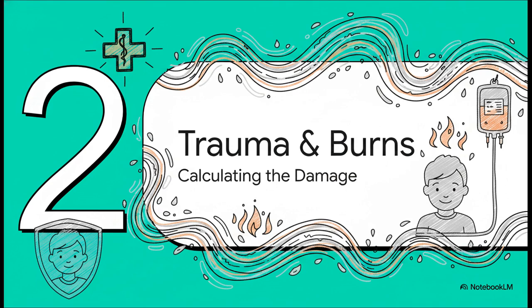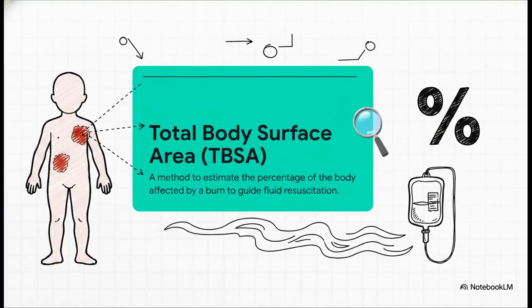Okay, so we've got our foundational ABCDEs down. Now, let's apply it to a really high-yield topic, trauma, specifically burns. Managing burns in kids is all about precision, especially when it comes to getting their fluids right. The very first step with any significant burn is to figure out the total body surface area, or TBSA, that's been affected. And this isn't just for documentation. This percentage is the critical number that will dictate your entire fluid resuscitation plan. Getting this calculation right is absolutely vital.